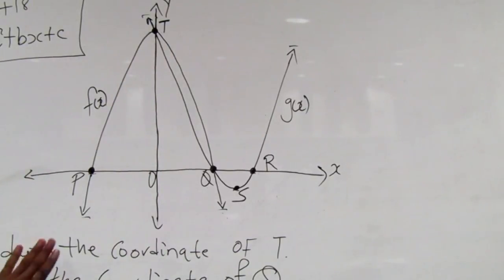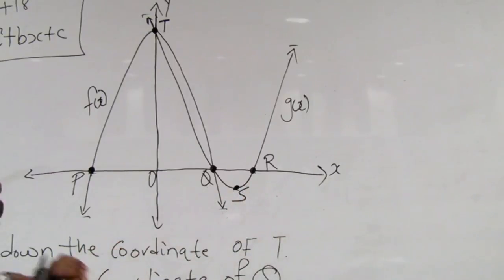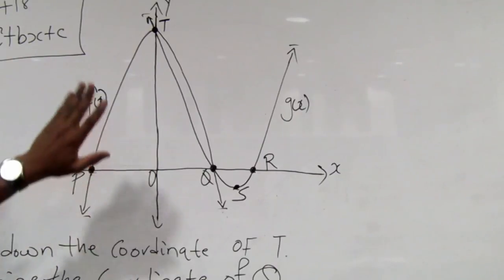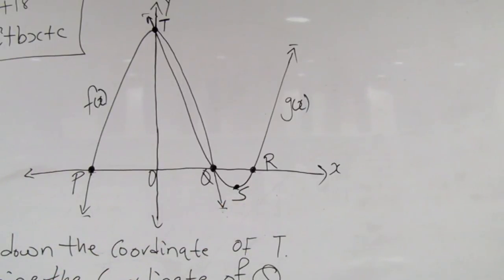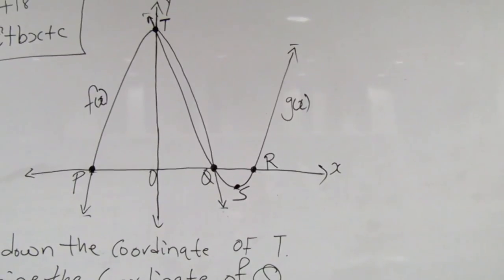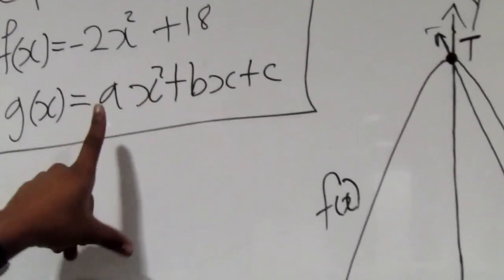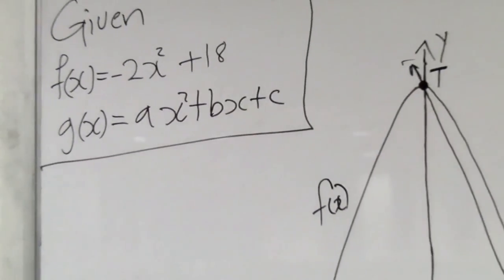When we consider points P, Q, and R, we can say that they are the x-intercepts of both our functions f of x and g of x, and point T and point S are the turning points of g of x and f of x. And again, point T is the y-intercept of g of x. Let us look at the given. Here we are given f of x equals negative 2x squared plus 18, and g of x equals ax squared plus bx plus c. From our given and our graph, we can now start looking at the questions.